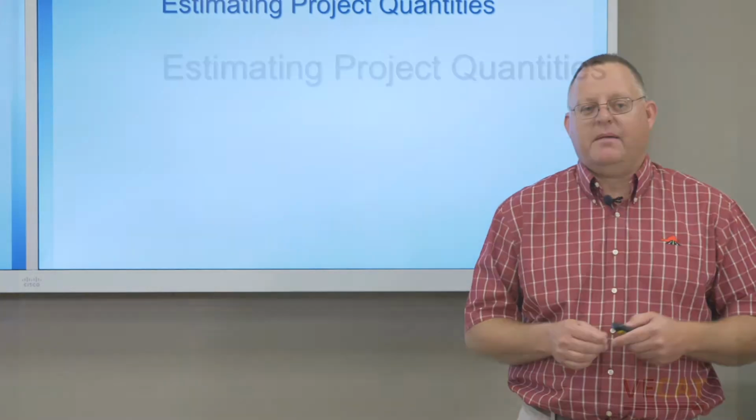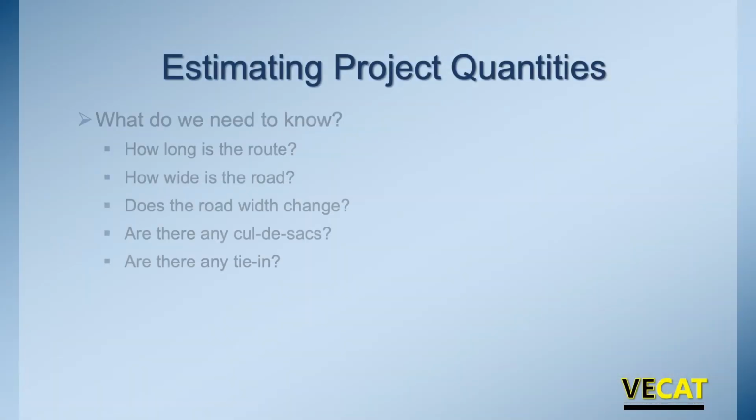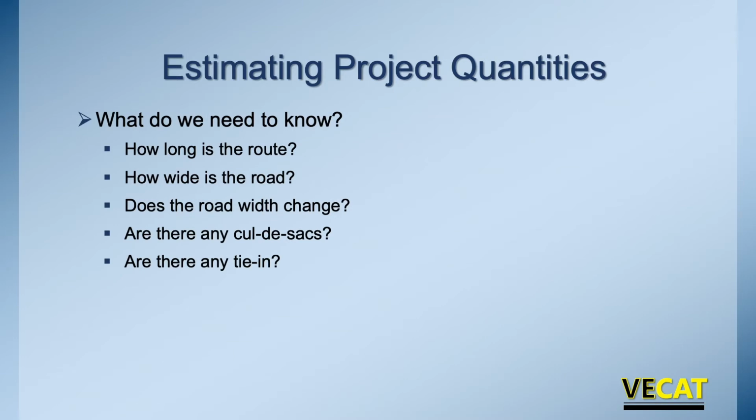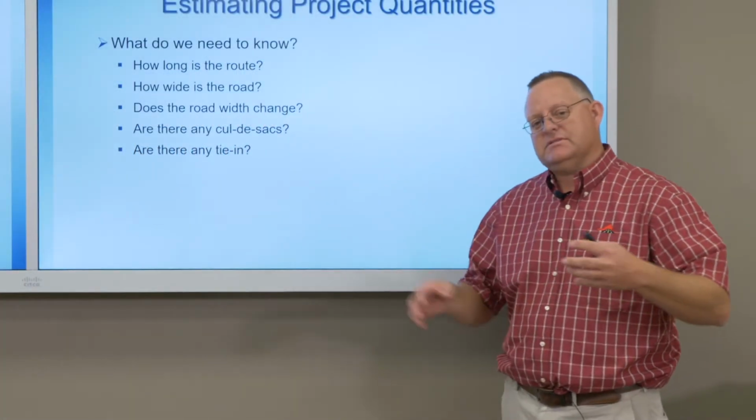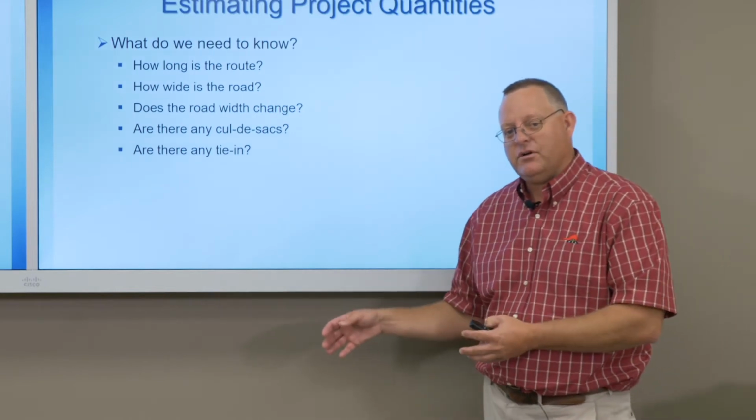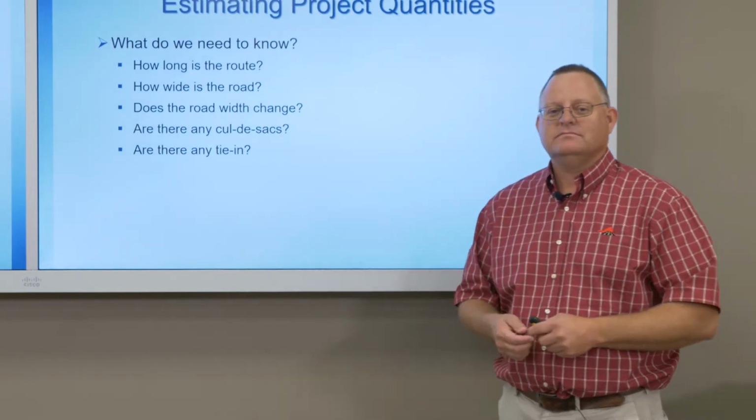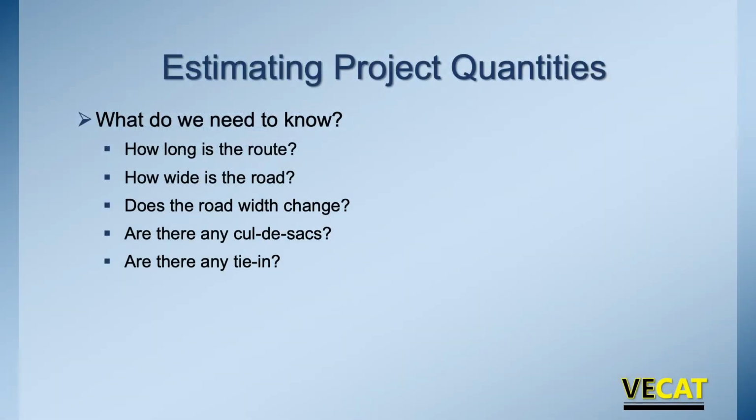So first, let's just start with estimating project quantities. How much emulsion, how much aggregate do I need? Well, what do I need to know to compute these things? Quite simply, how long is the route? Is it a mile? Is it 3 miles? Is it 7 miles? How wide is the road? Some of these roads vary in width, so you have to take that into account. Are there any cul-de-sacs? We use a lot of surface treatments in some subdivisions. Subdivisions sometimes have cul-de-sacs.